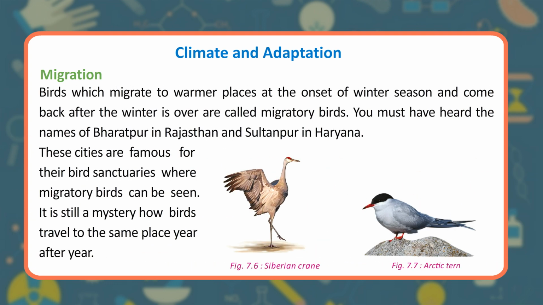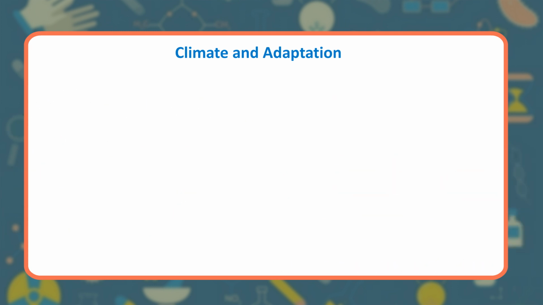Migration. Birds which migrate to warmer places at the onset of winter season and come back after the winter is over are called migratory birds. You must have heard the names of Bharatpur in Rajasthan and Sultanpur in Haryana. These cities are famous for their bird sanctuaries where migratory birds can be seen. It is still a mystery how birds travel to the same place year after year.